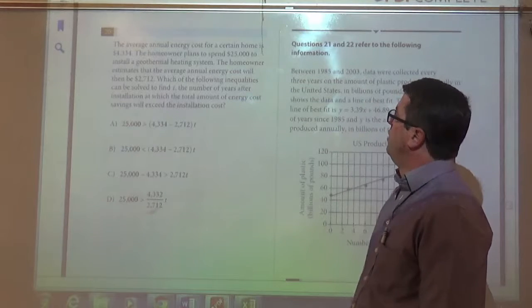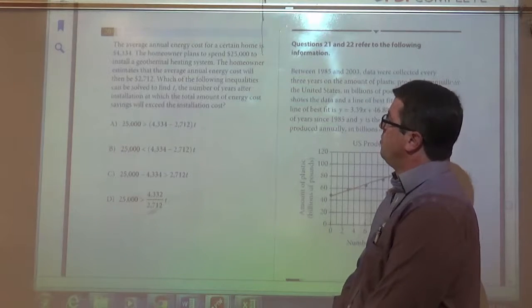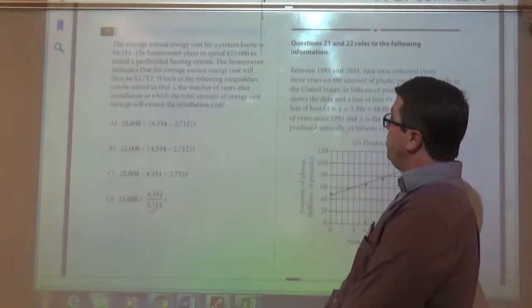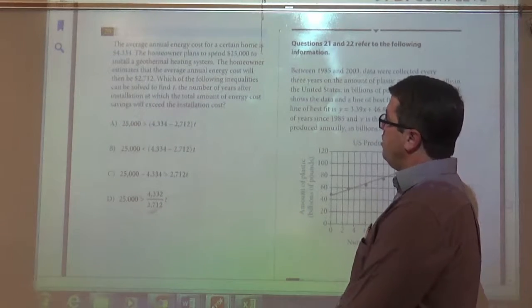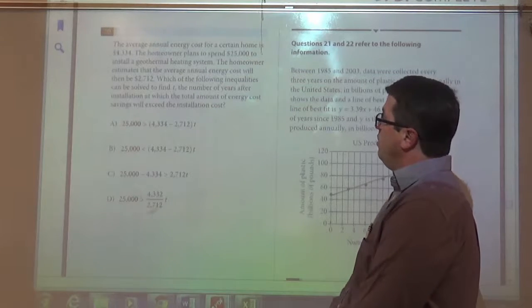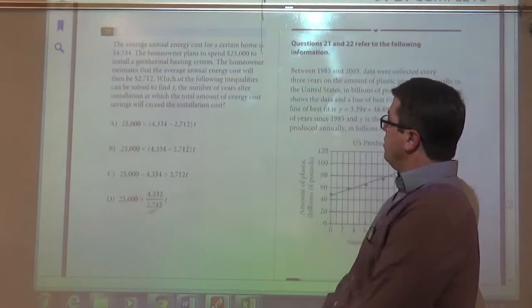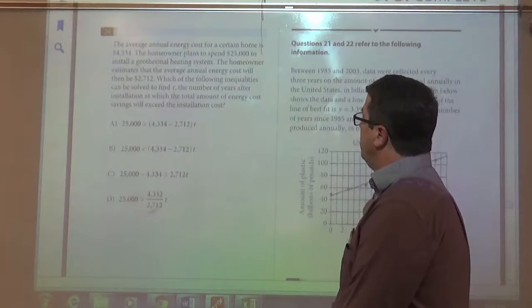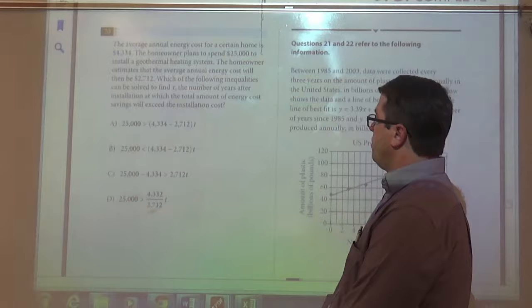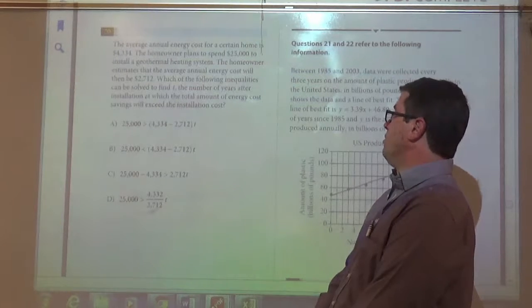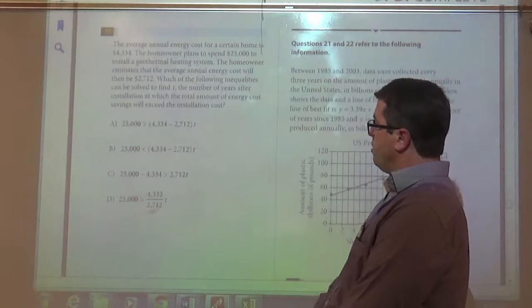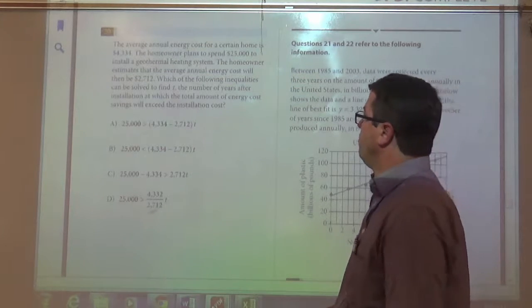The average annual energy cost for a certain home is $4,334. The homeowner plans to spend $25,000 to install a geothermal heating system. The homeowner estimates that the average energy cost will then be $2,700. Which of the following inequalities can be solved to find T, the number of years after installation at which the total amount of energy cost savings will exceed the installation cost?